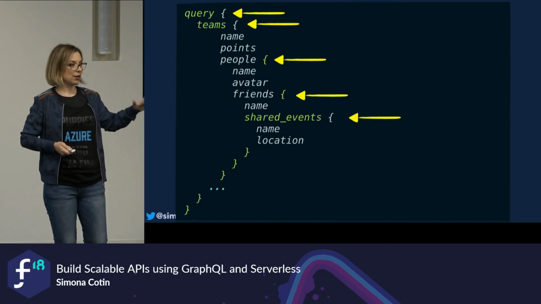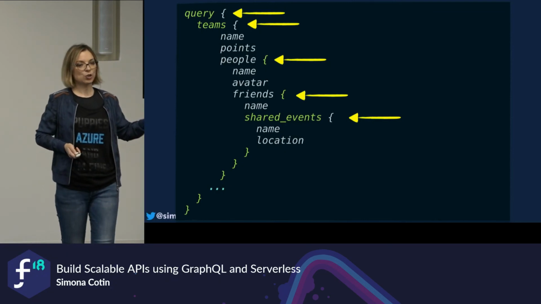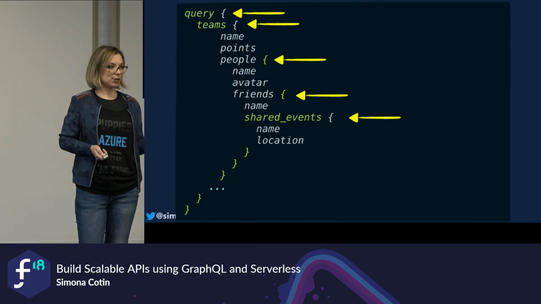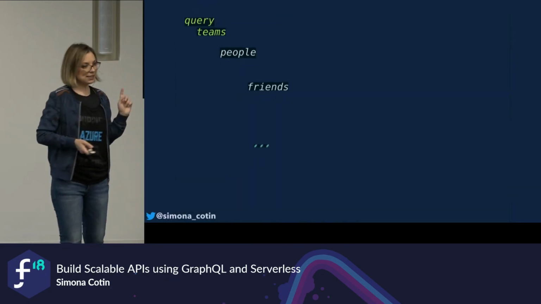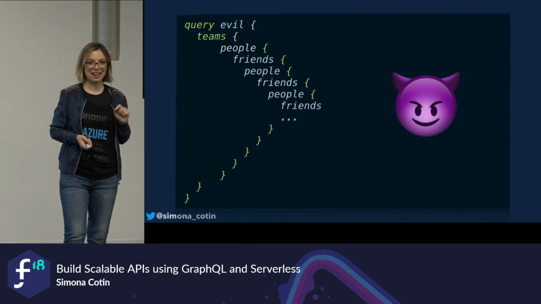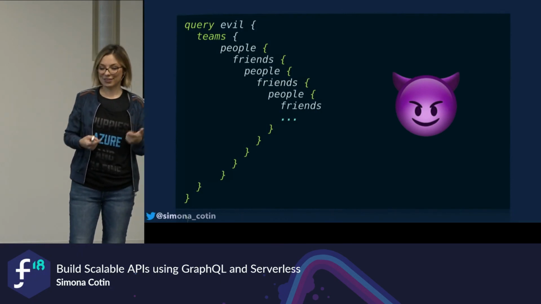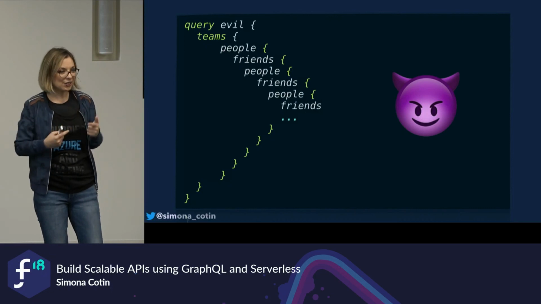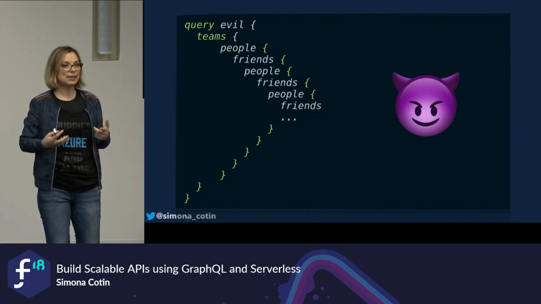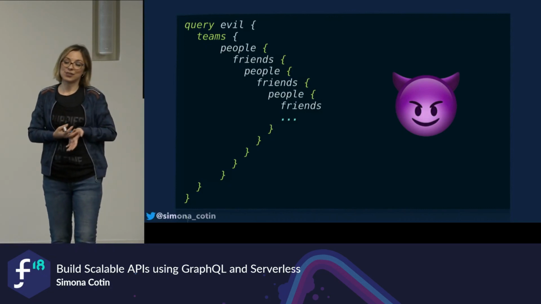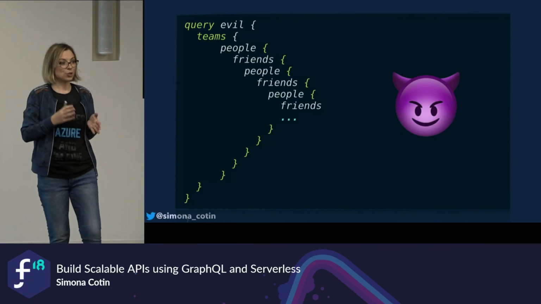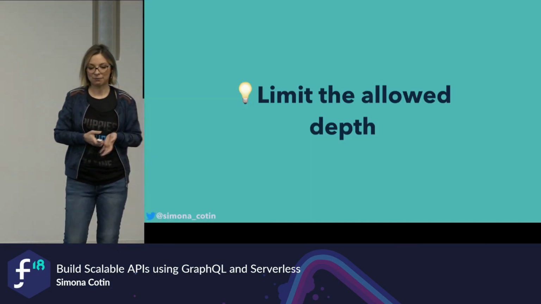So we have to be aware of these use cases and make sure that we have the resources to handle them. But that's not the only bad use case. We could have evil people that might run into these recursive queries that will basically turn into a denial of service attack. And we have to make sure that we deal with these cases.